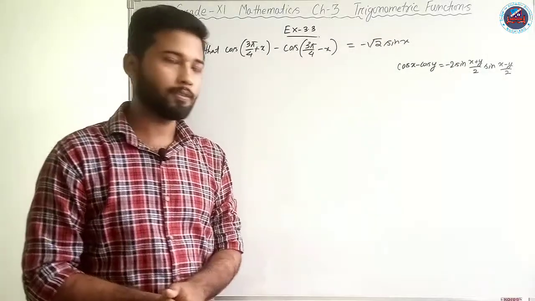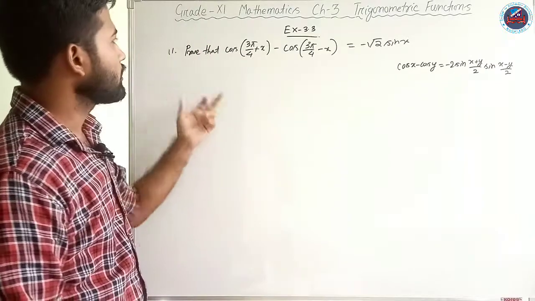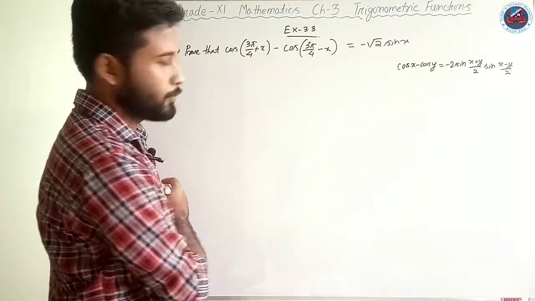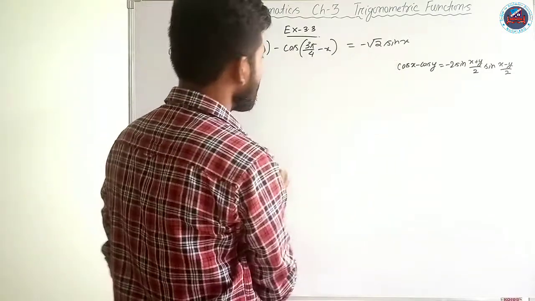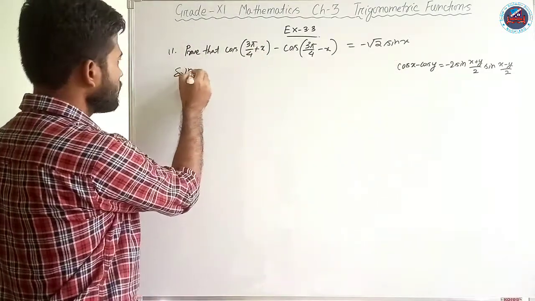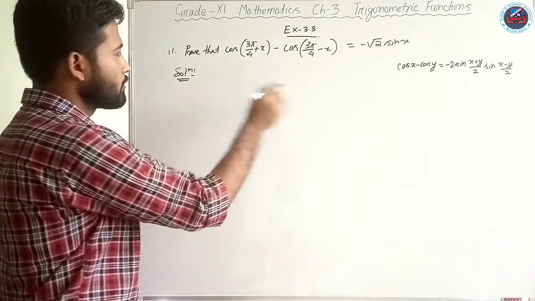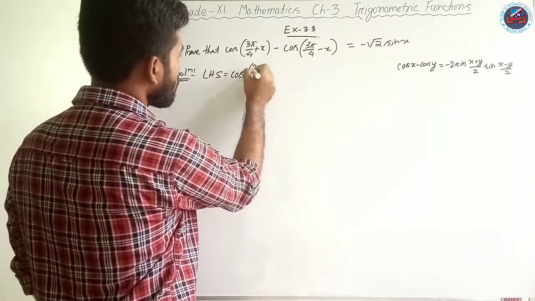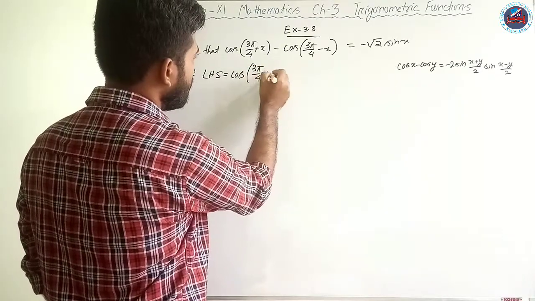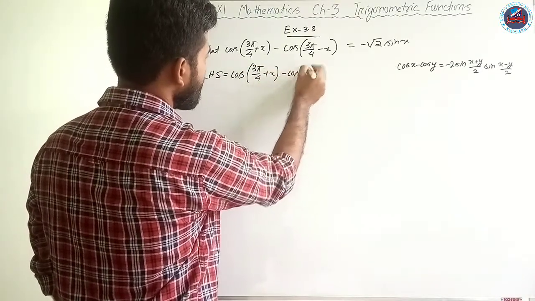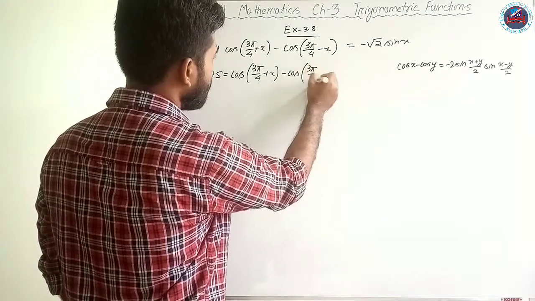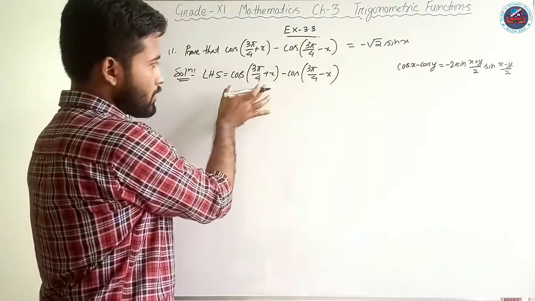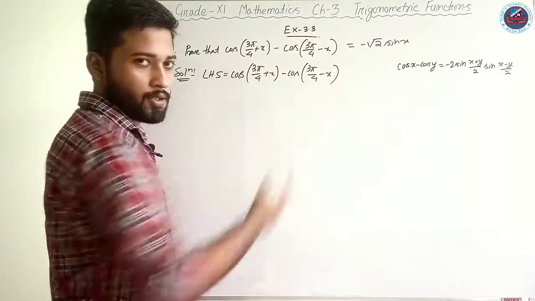Next we have question number 11. Here they have said prove that cos(3π/4 plus x) minus cos(3π/4 minus x) is equal to this. So how to do this problem? We need to prove this equal to this. So let us take the LHS first. Our LHS is cos(3π/4 plus x) minus cos(3π/4 minus x). Now what does this look like? This looks like some cos x minus cos y.